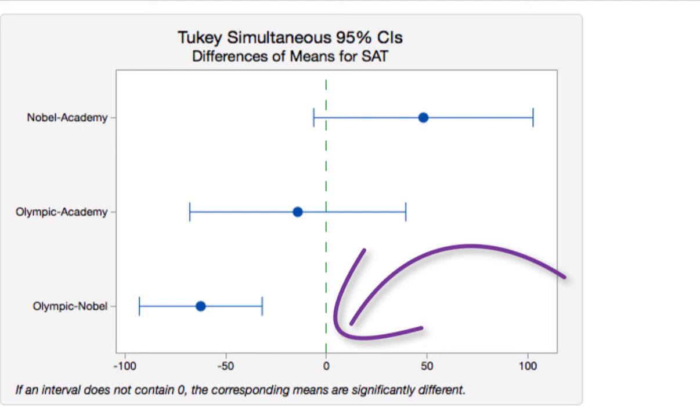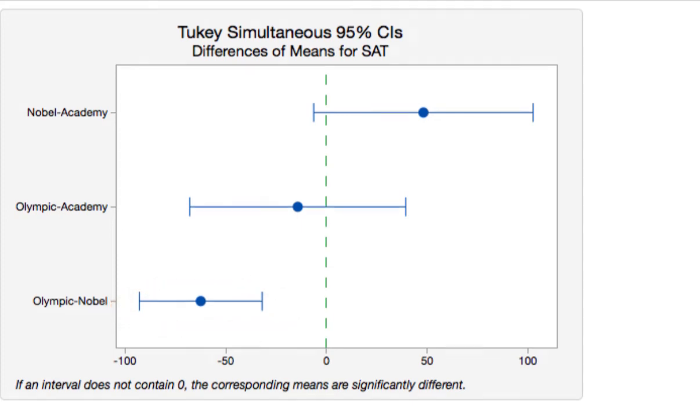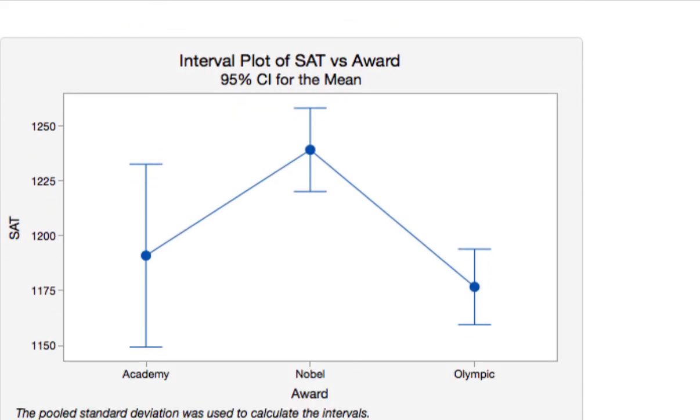Remember when we looked at 95% confidence intervals and we looked to see if 0 was in the middle? If 0 is contained within a 95% confidence interval, then it is a reasonable estimate for the difference between two groups, and it's possible that they're not different from one another. In this case, again, we can see that the Olympic-Nobel confidence interval does not contain 0. Therefore, 0 is not a reasonable estimate of the difference in the populations, and these two groups are statistically significantly different.